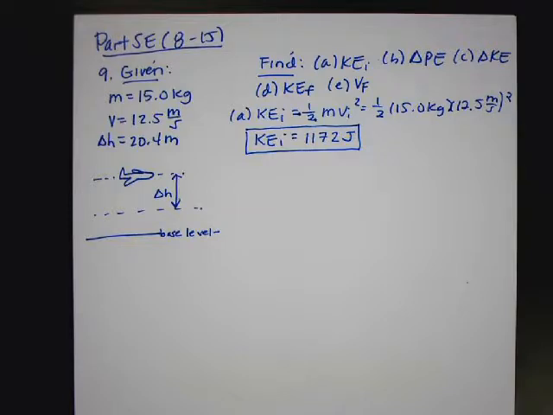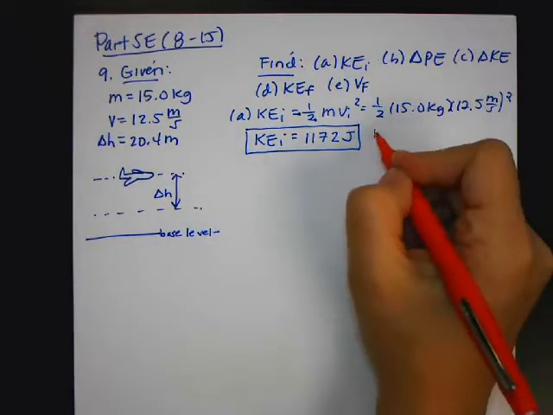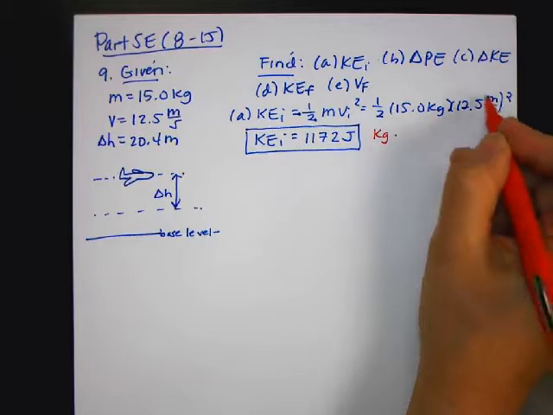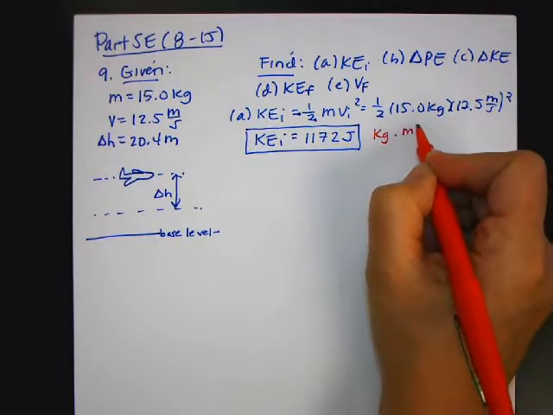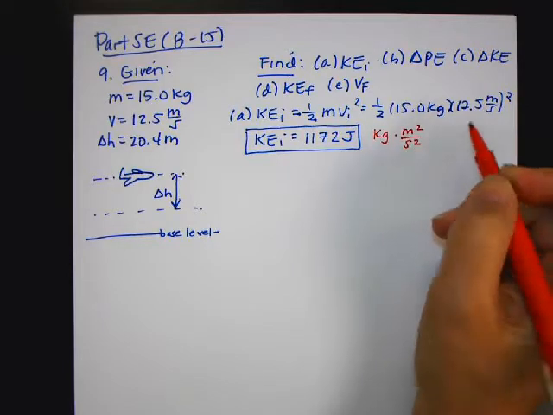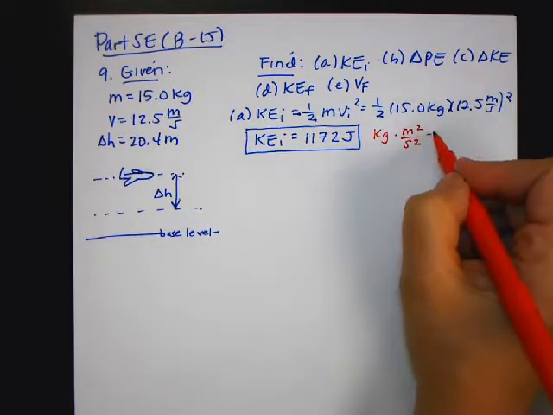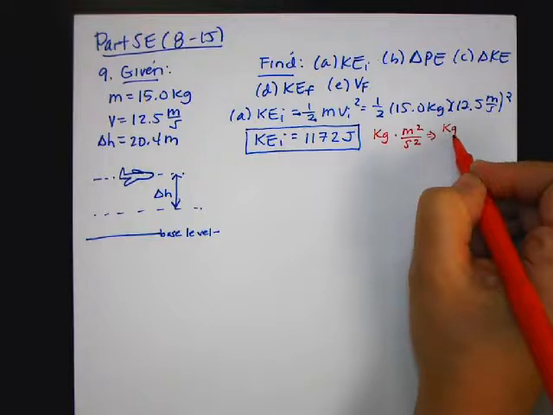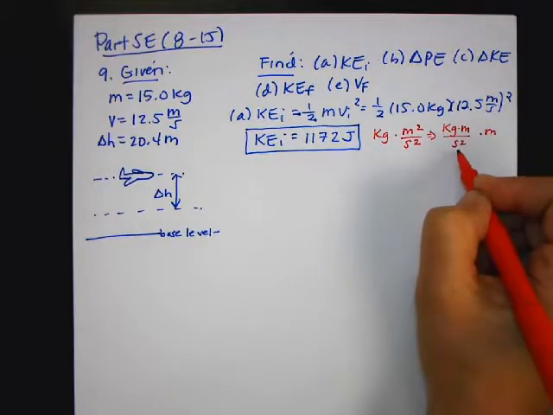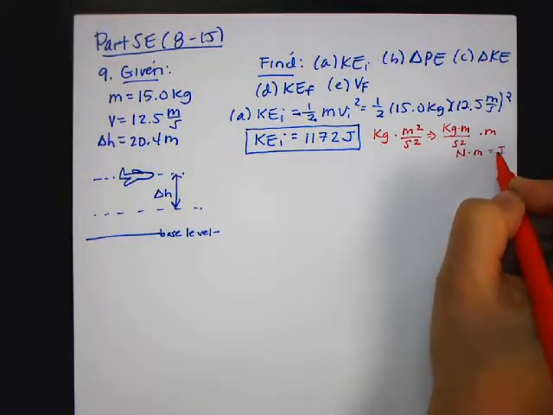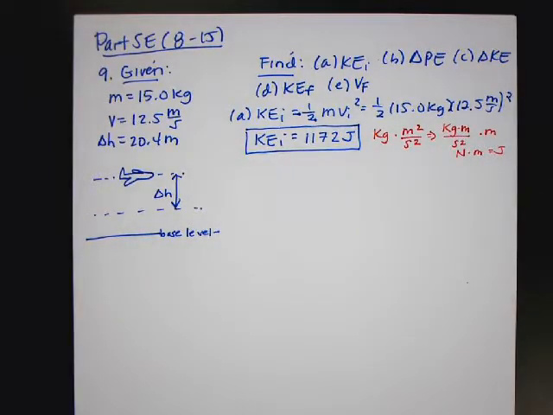I don't want to just throw that unit in at the end. So I have here a kilogram, and then when I square the 12.5, I have to square the meter and the second. So I have meter squared and second squared. But what I can do is I can pull a meter out, and I can have kilogram meter per second squared times a meter, which is a Newton times a meter, which I know is a joule. Okay. And that's just to look at my units.